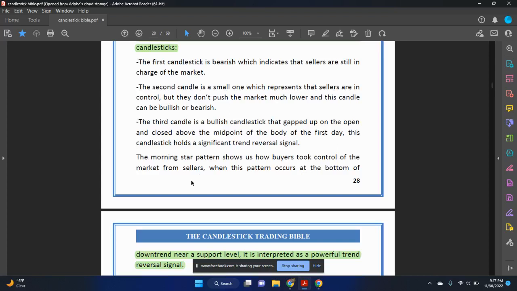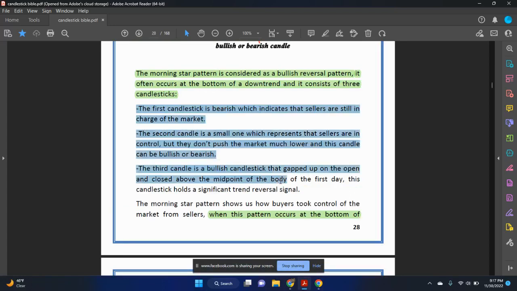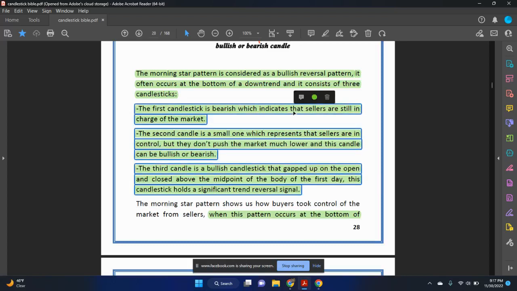This is something good. It occurs at the bottom, and this is something that we want. It talks about how the buyers are taking control. And then I just want to highlight this because it gives us how to identify them.